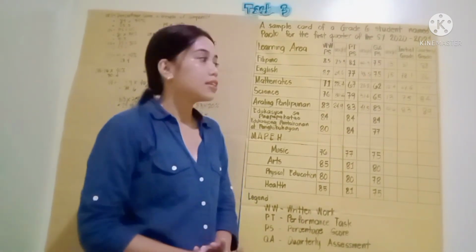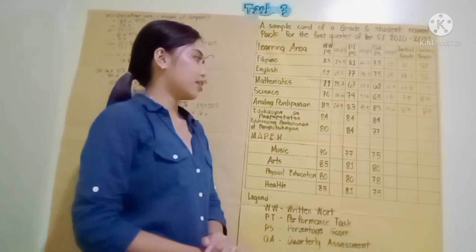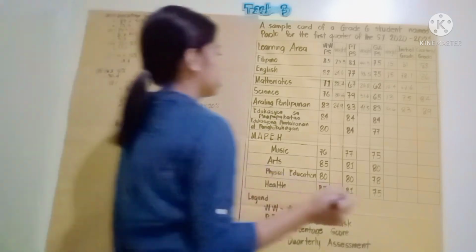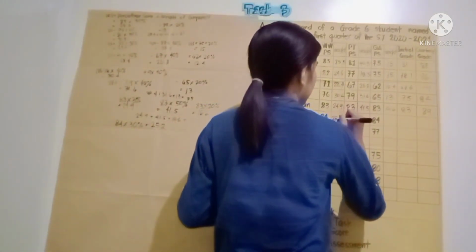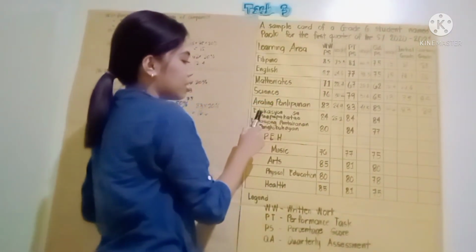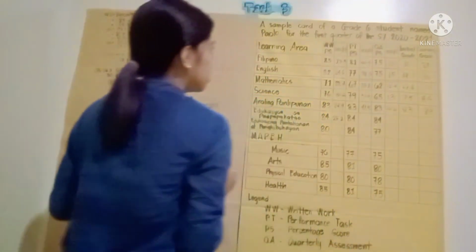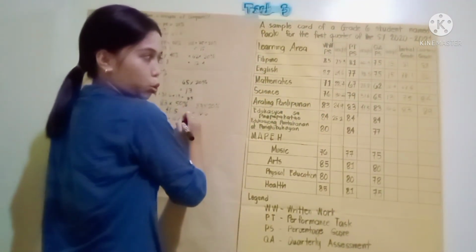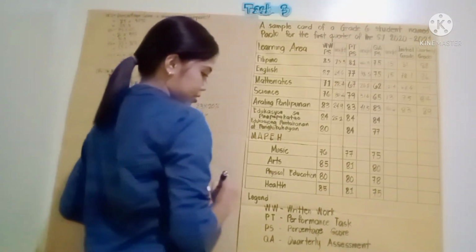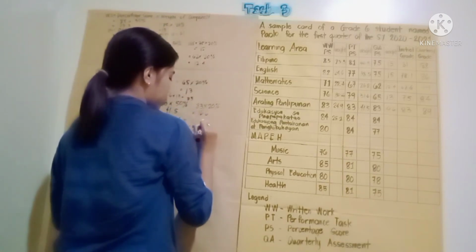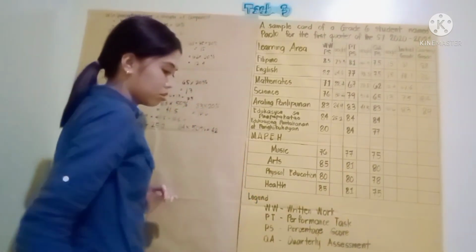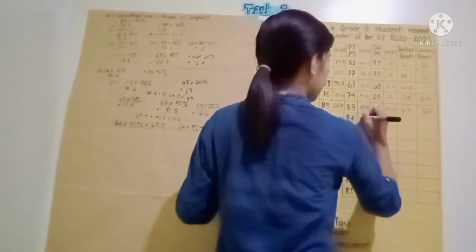So next is getting the grades in Edukasyon sa Pagpapakatao. 25.2 is the weighted score for the written works in ESP. Next is the performance task weighted score. 84 times 50%, which is the weight of component again, is equal to 42.